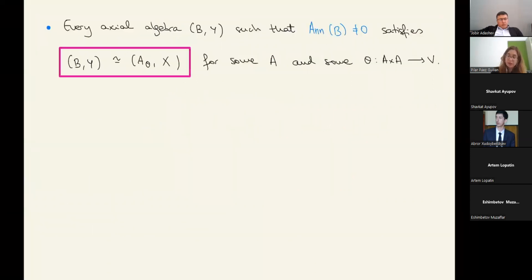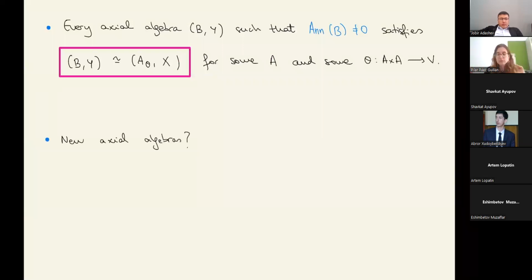But the main point and the real importance of this is that, as I told you before for algebras, or for any variety defined by polynomial identities, for axial algebras we also have the following situation. Whenever the axial algebra has a non-zero annihilator, then it is going to be isomorphic to a central extension for some other axial algebra A and some cocycle theta. Okay.